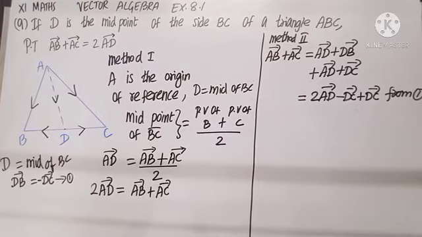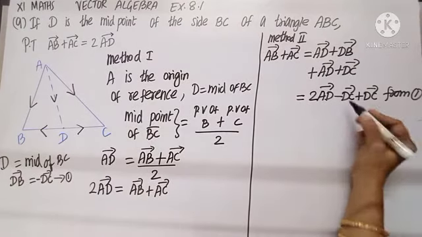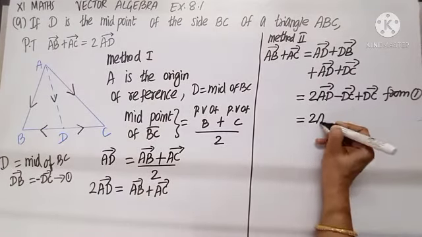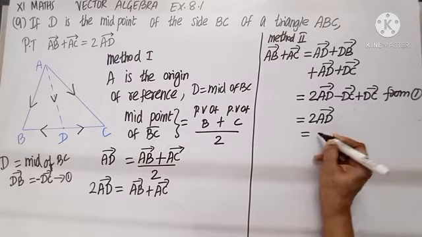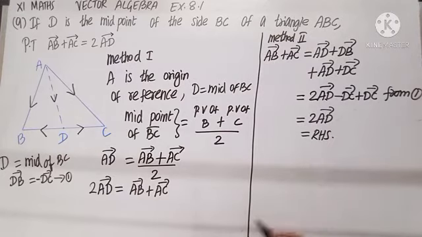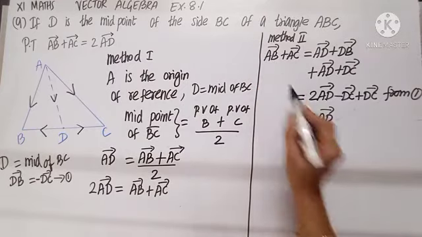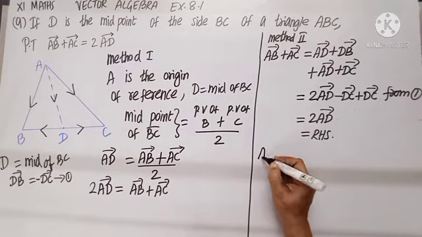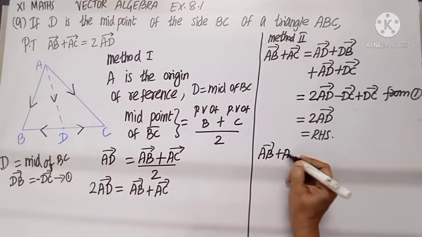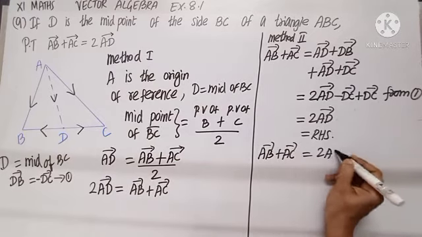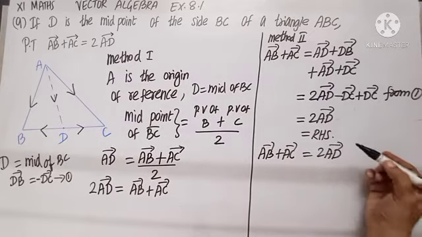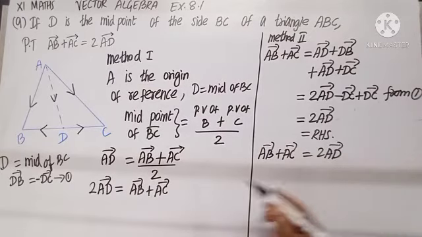As I substitute, plus DC minus DC cancels, I just get 2AD vector, and that is the RHS. So when I started from LHS, I am able to arrive at RHS, and so AB plus AC equals twice AD. Now this is the second method of proving. You can choose whichever you prefer.